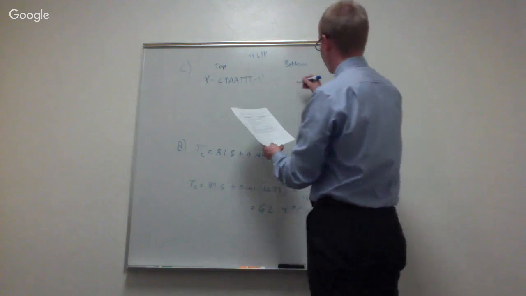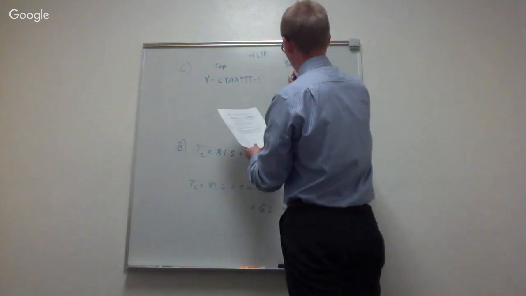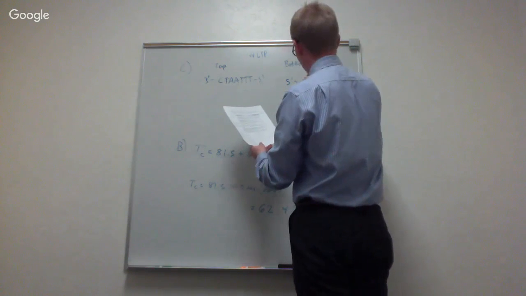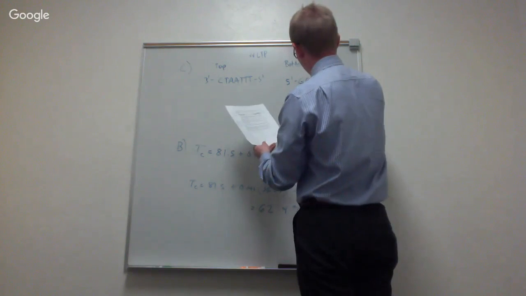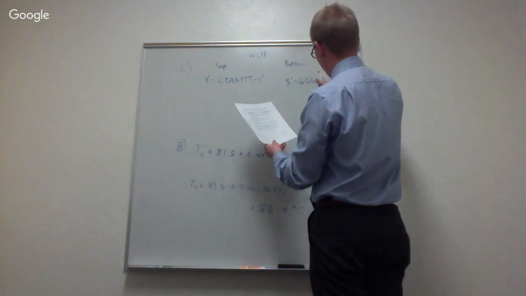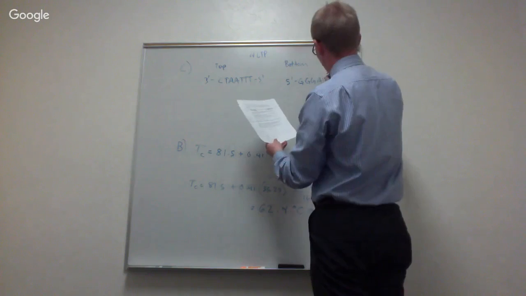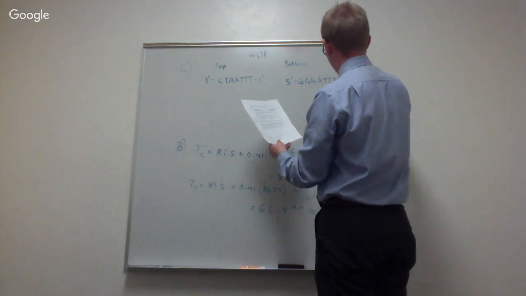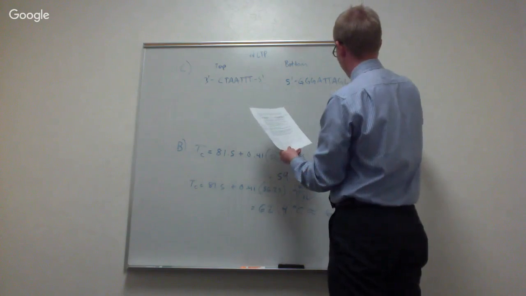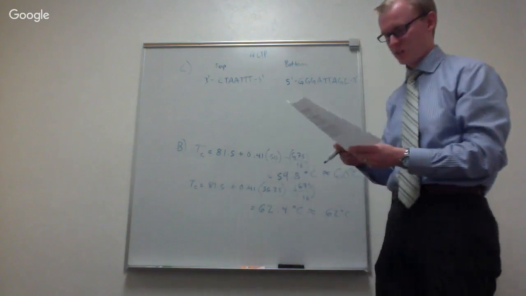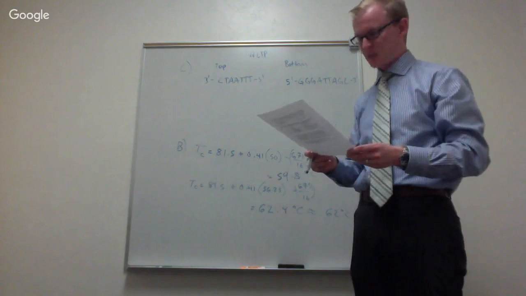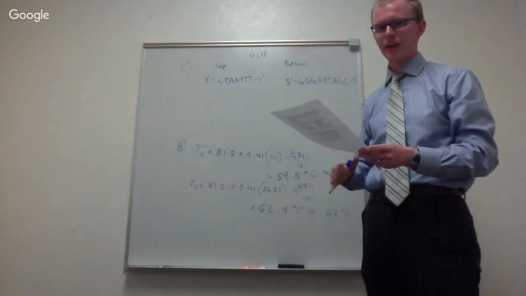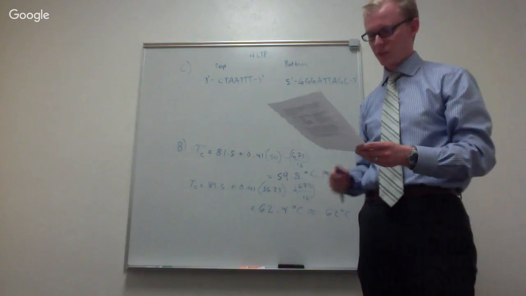On the bottom, we're going to go a little bit further. G, G, G, A, T, T, A, G, and same case, we hit C, and that's it. You cannot synthesize beyond that. And so those are my 2 sequences of DNA that I will get given these primers.